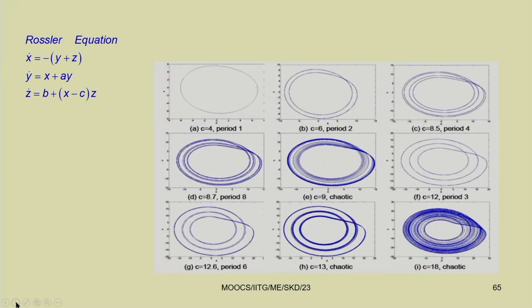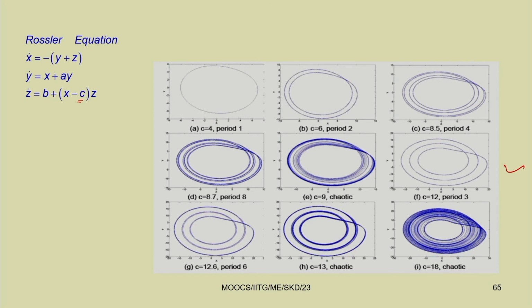In the meantime, you can plot this Rossler equation. It is plotted here. Here also you can see, for different system parameters, the response is periodic, then 2 periodic, then the period goes on increasing, and finally for this value of C, you can see the response is chaotic.